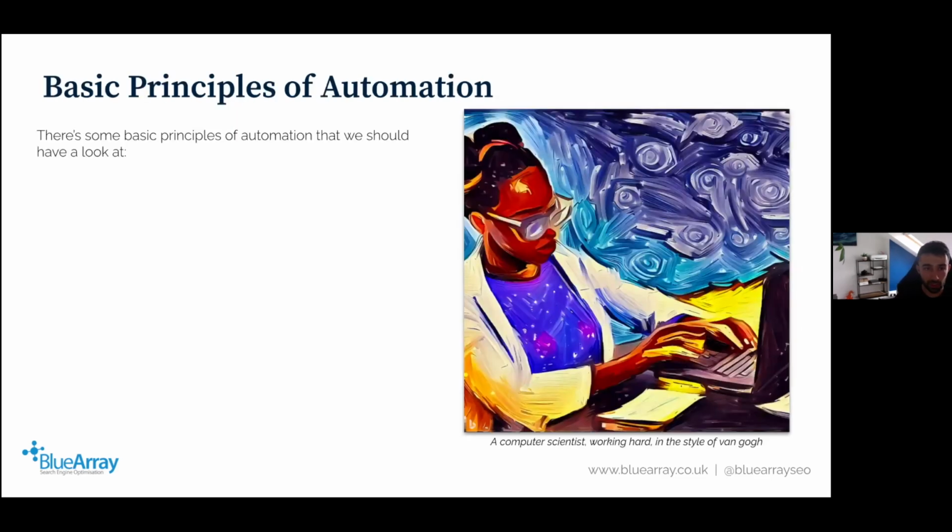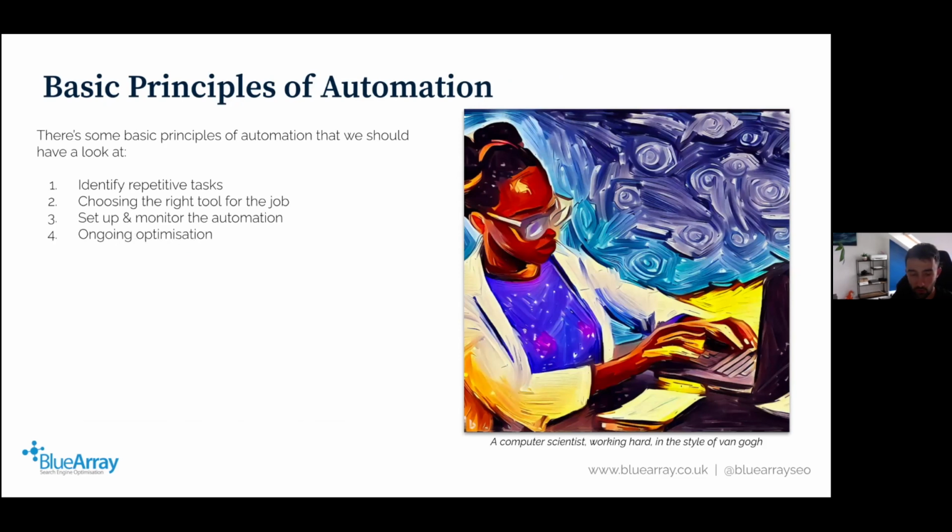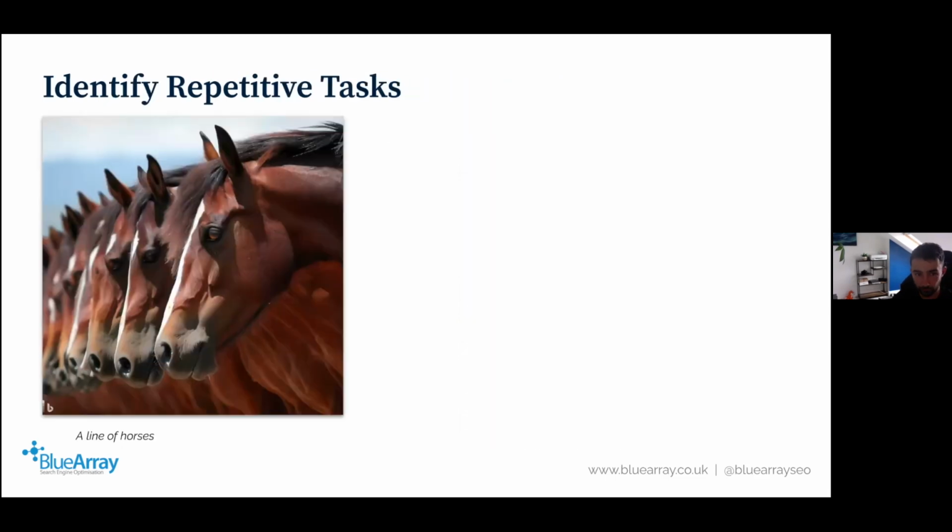There's a few basic principles that we should have a look at. We've touched on these briefly, but first up is to identify repetitive tasks. Then we've got to choose the right tool for the job, so how we're going to automate it. Then, of course, we've got to implement and then monitor, and then ongoing optimization. We'll touch on these a little bit more in a second.